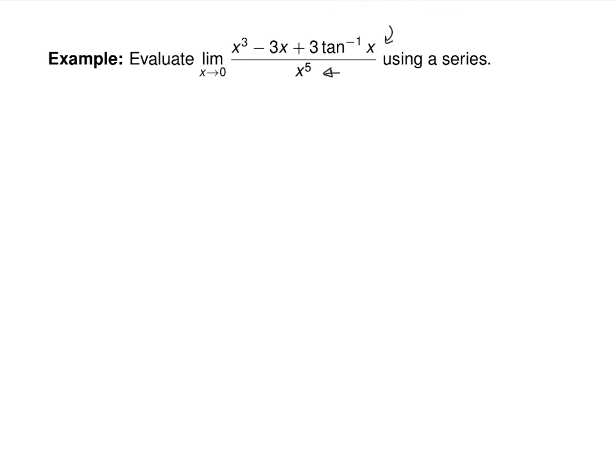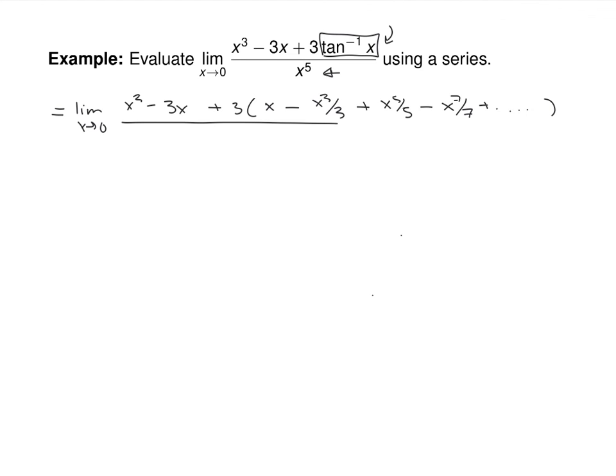So here's how you can use a series. You're going to have a lot of cancellation of terms. So you have the limit as x goes to 0 of x cubed minus 3x plus 3 times, let's input what the series expansion is for inverse tan. Well, that's x minus x cubed over 3 plus x to the 5th over 5 minus x to the 7th over 7, etc., all over x to the 5th.